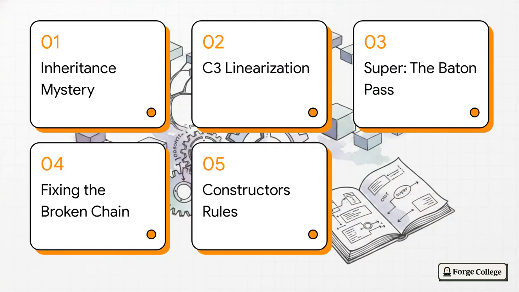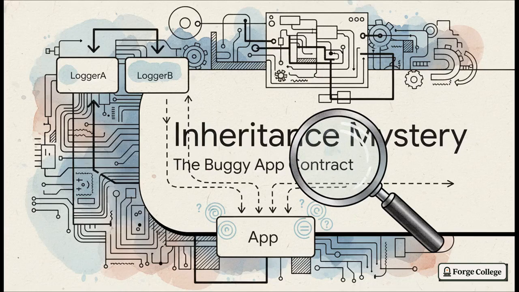So think of me as your senior engineer today. Here is our blueprint. 1. The multi-inheritance mystery. 2. Meet C3 linearization. 3. Super, the baton pass. 4. Fixing the broken chain. And 5. Constructors follow rules. Let's head straight to the scene of the crime. Section 1. The multi-inheritance mystery.